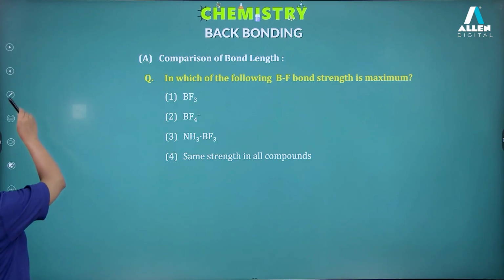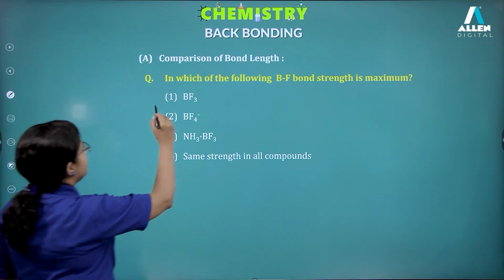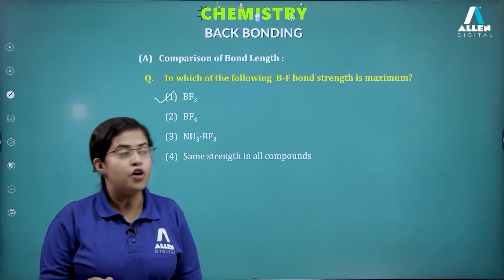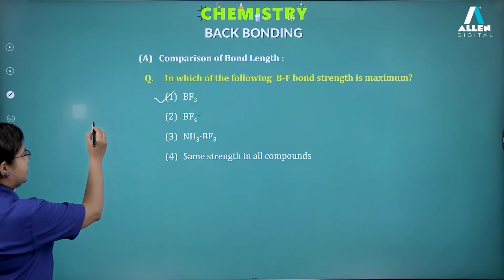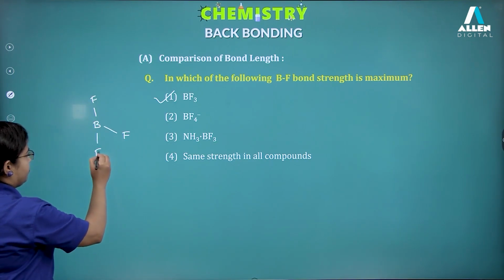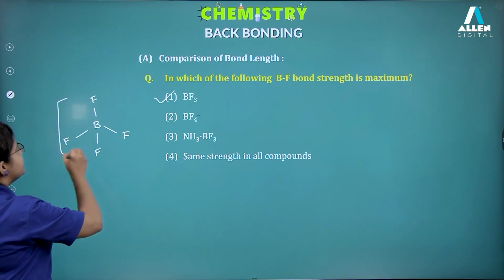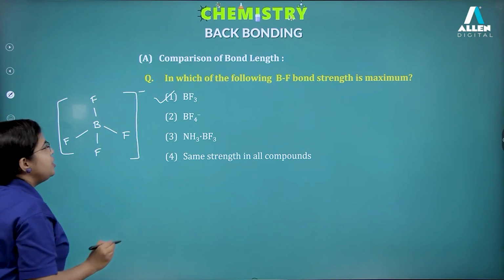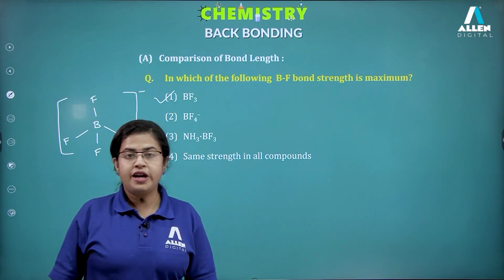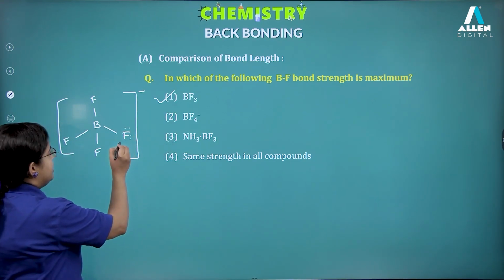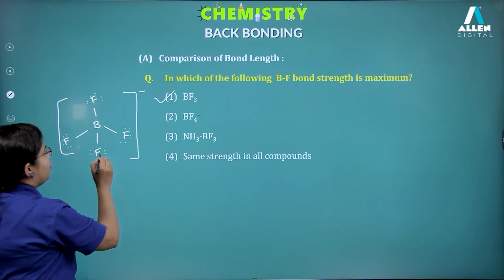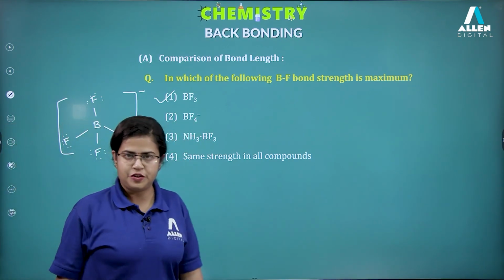Yes, you are right. It is BF3 which shows back bonding, due to which the B-F bond strength and bond order are more. In BF4 minus, boron already has a complete octet. And remember, boron belongs to the second period, so it can have only 8 electrons around it. Fluorine has lone pairs around it, agreed, but boron doesn't have any vacant orbital to accept those electron pairs. So you don't see back bonding in the case of BF4 minus here.